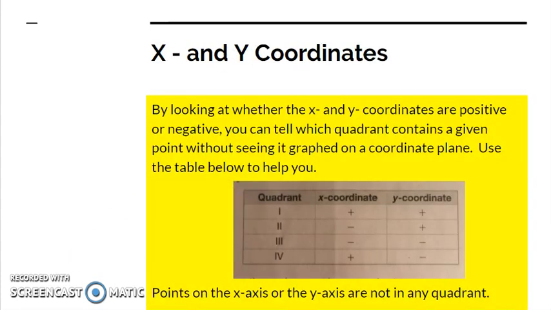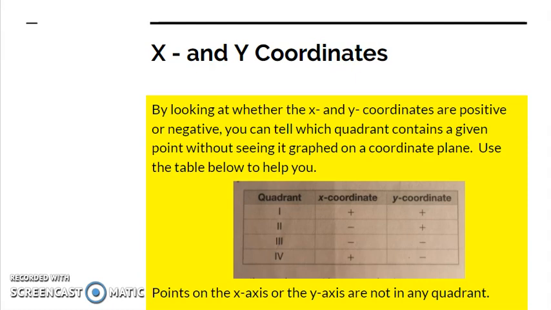I would encourage you to go ahead and copy down the box that I have on there where the quadrants and the x coordinate, y coordinate is located. By looking at the x and y coordinates, whether they're negative or positive, you can tell which quadrant contains a given point without seeing it graphed on a coordinate plane. So if you use this table below, anything in quadrant 1, if the x and the y are both positive, then you know it's going to be in quadrant 1.